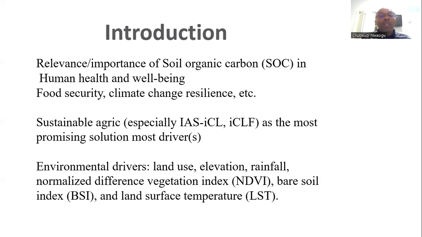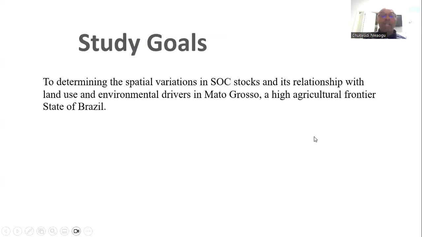Negatively, if the practice of agriculture is unsustainable, but positively, if integrated agricultural systems such as integrated crop livestock or integrated crop livestock and forestry or some other crop diversification practices are put in place, it will help to enhance soil organic carbon. Other environmental drivers are land use, elevation, rainfall, normalized difference vegetation index, bare soil index, and the land surface temperature. These all affect soil organic carbon, and they are the drivers of soil organic carbon.